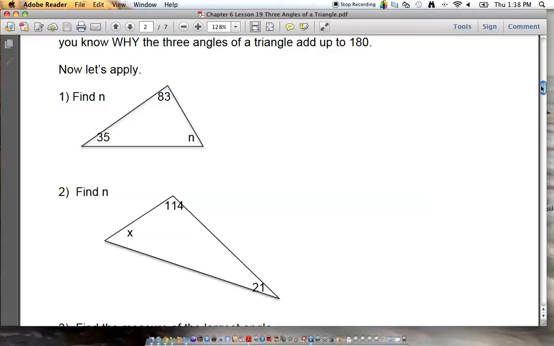Listen, cats. Right? Come on, a little bit of math work here.